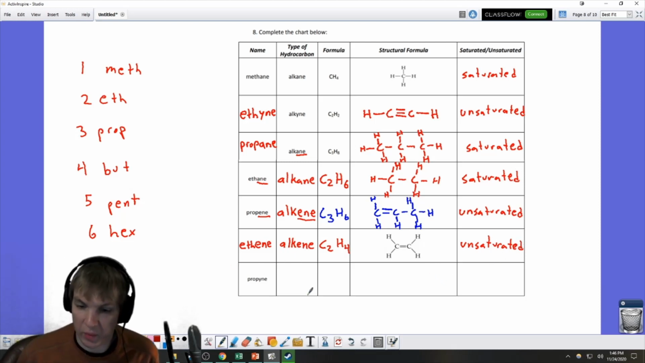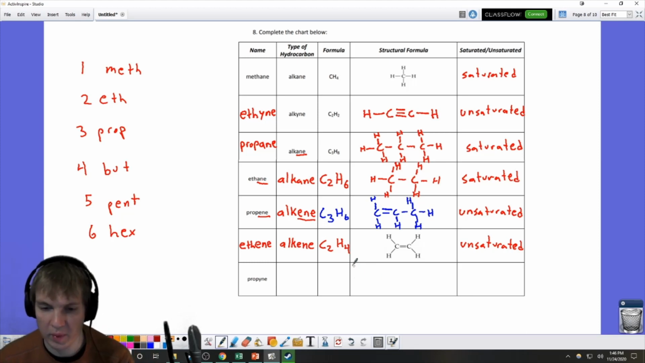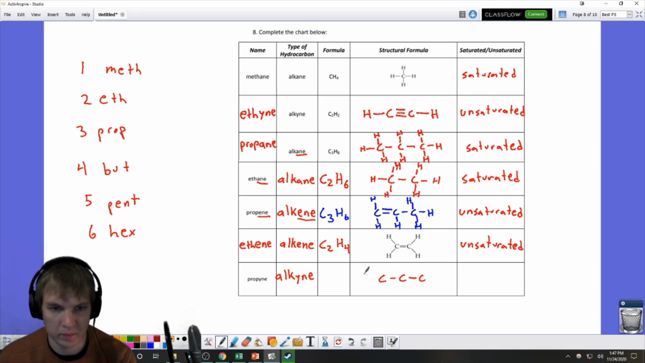All right, finally we have propyne. So propyne is a type of alkyne. And prop means that I have 3 carbons. 1, 2, 3 carbons. They are going to be linked with a triple bond because we have that yne. So here's a triple bond.